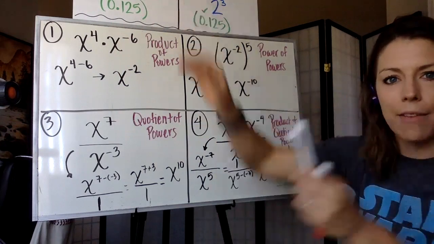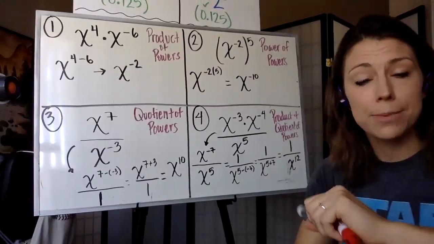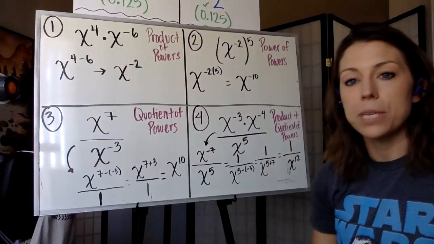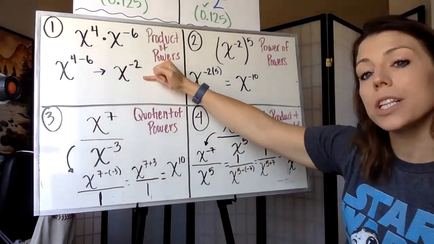We have it right up here. How do we deal with that negative exponent? How do we change it into a positive? We take the reciprocal. So it's currently in the numerator.